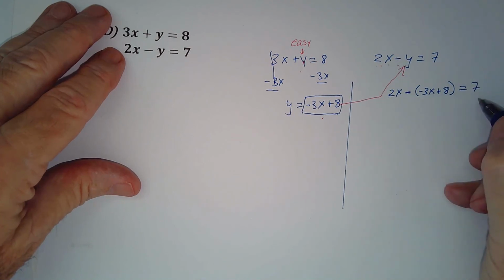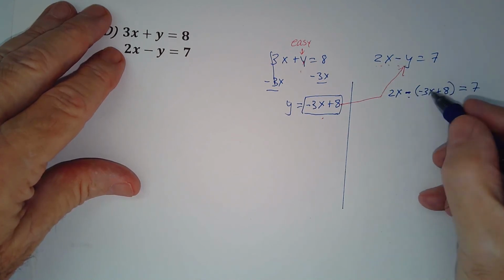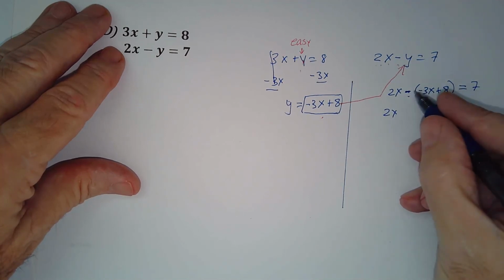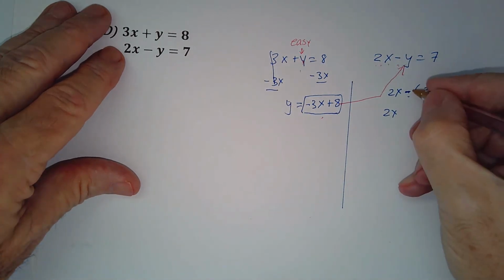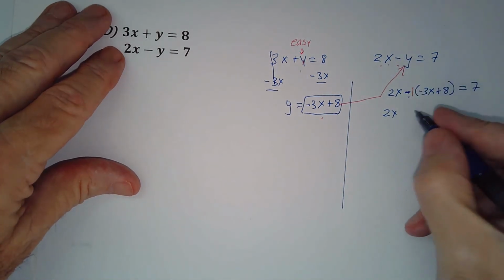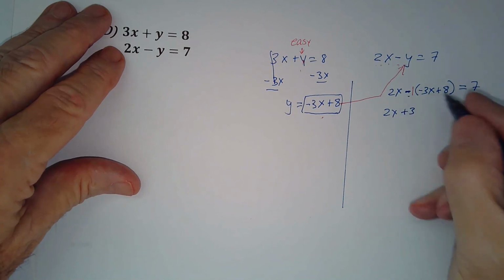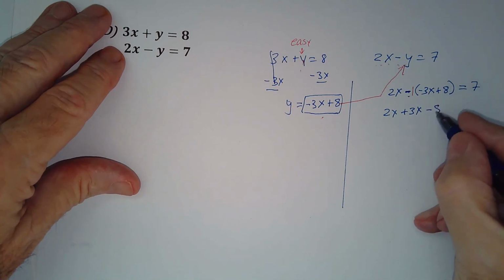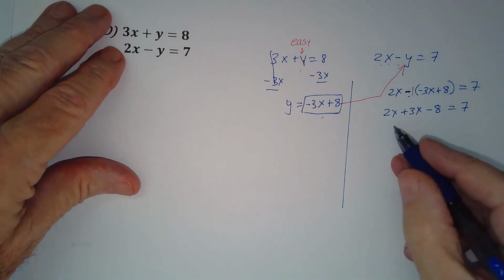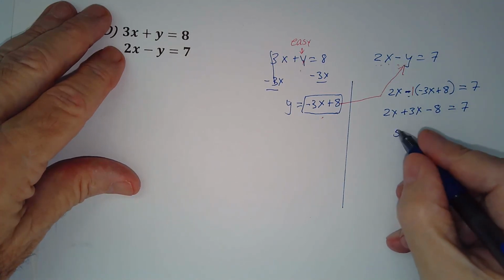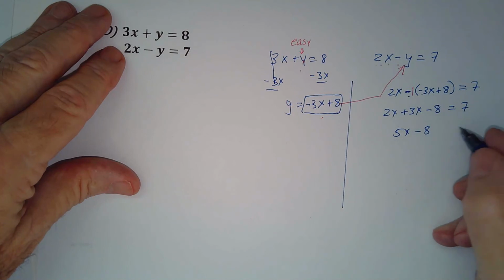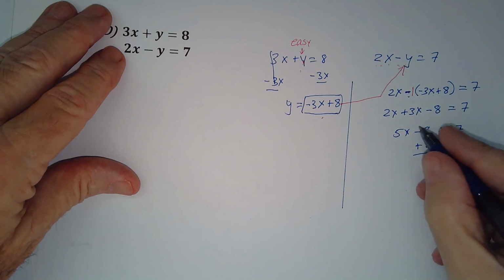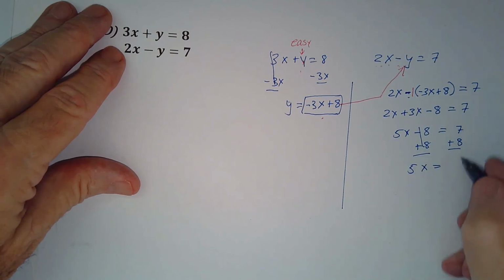So everything's in terms of x now, so let's simplify. We'll distribute this negative sign to the negative 3x plus 8, so 2x, negative 1 times negative 3, this is assumed to be negative 1 now. Negative 1 times negative 3x is positive 3x. Negative 1 times positive 8 is negative 8, and that equals 7. All right, 2x plus 3x is 5x, minus 8 equals 7. Add 8 to both sides. You get 5x equals, what is that, 15?